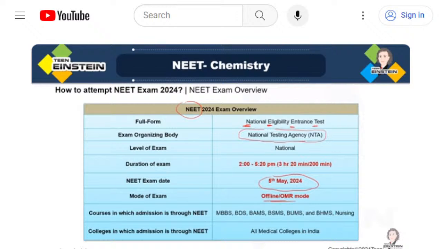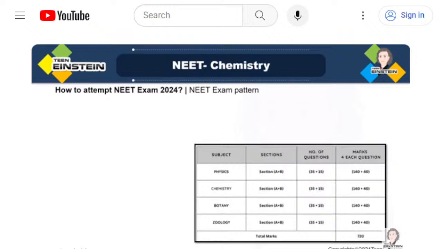The courses in which admission is possible through this exam, as you can see here, are MBBS and BDS, and the colleges in which admission is possible through this exam are all medical colleges in India. So this is the NEET 2024 exam overview. Once we know about this overview, next we will see the exam pattern.